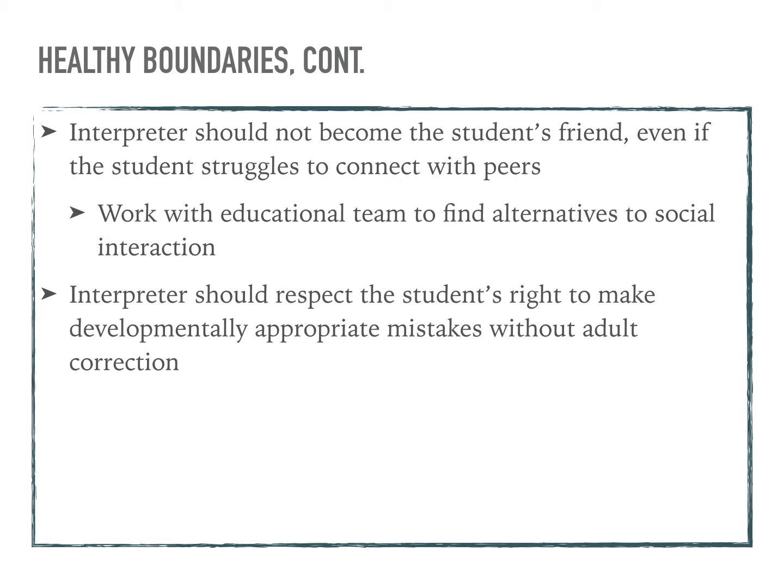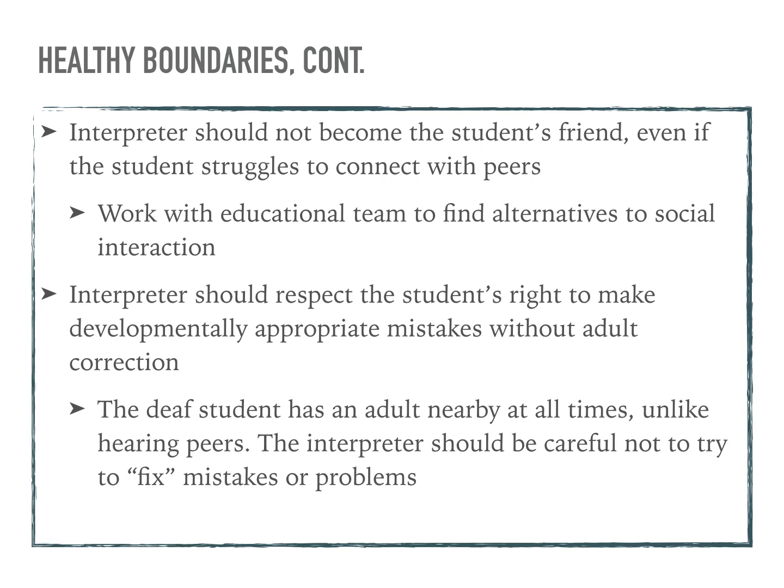Also, the interpreter should respect the student's right to make developmentally appropriate mistakes without adult correction. In other words, the deaf student has an adult nearby at all times, unlike their hearing peers, so the interpreter can feel a sense of almost mothering or parenting to that student and want them to be the most successful and try to fix their mistakes or problems as the interpreter sees them. But the interpreter should allow that student to make the mistakes that their hearing peers are making without having an adult nearby to correct them.